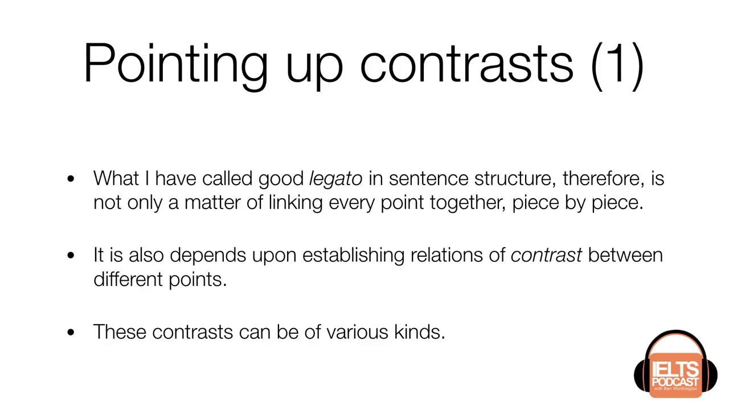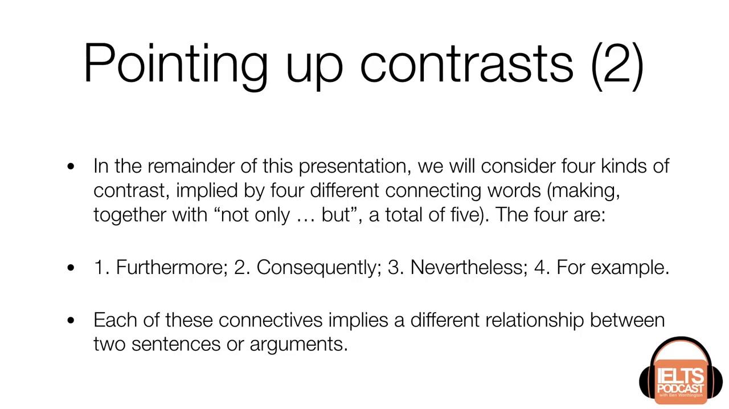These contrasts can be of various kinds. In the remainder of this presentation, we're going to look at 4 kinds of contrast employed by 4 different connecting words. So the first one we did, because this tutorial is 5 connecting words, was not only but, and the next 4 are furthermore, consequently, nevertheless, and for example. So each of these connectives implies a different relationship between 2 sentences or arguments.